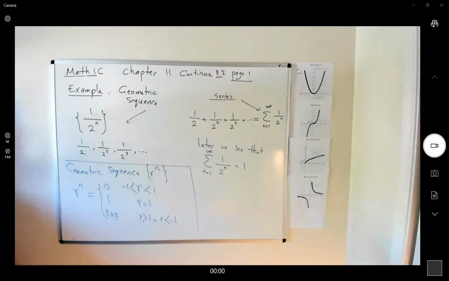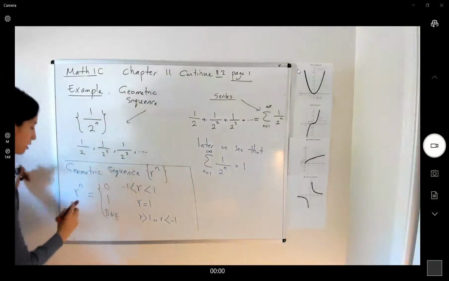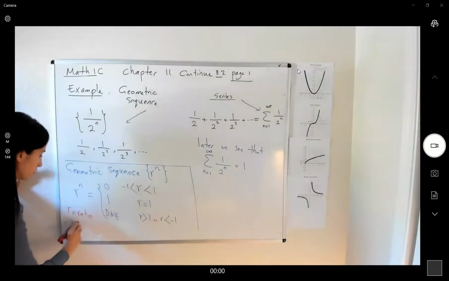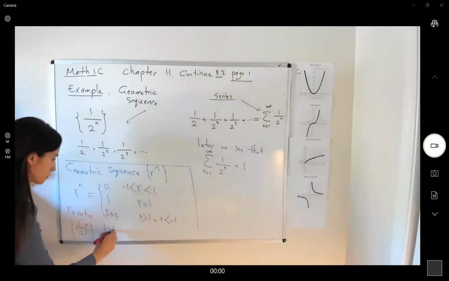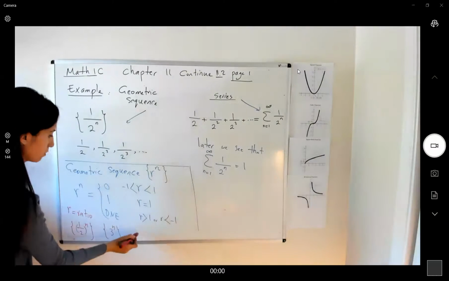We say that r is the ratio of the geometric sequence. Like a half to the n. These are examples of geometric sequences. And so on.